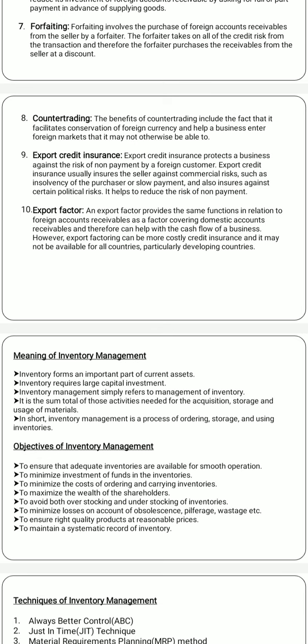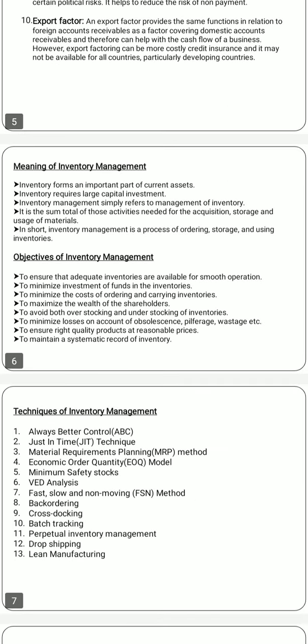Then let us look at the important techniques of inventory management. The first one is ABC control, that means always better control. In this technique, materials are classified into three categories in order of importance: category A, category B, and category C. Category A consists of items of high value, category B consists of moderate value, and category C consists of items of small value. That is the ABC analysis.